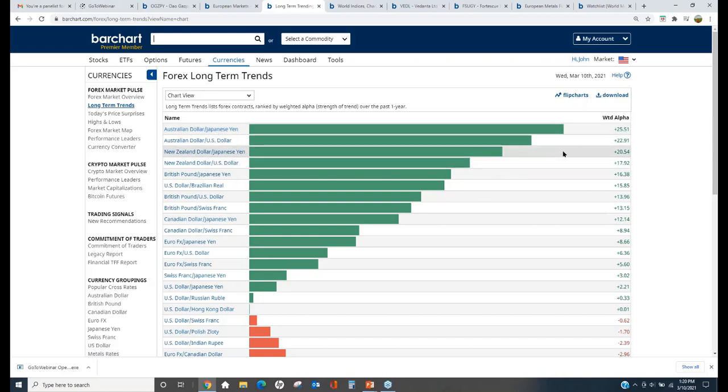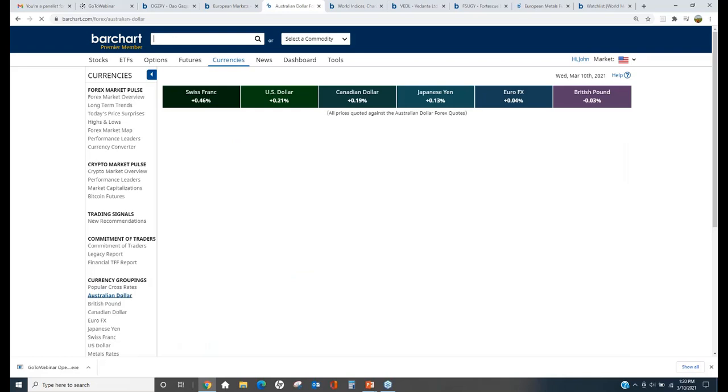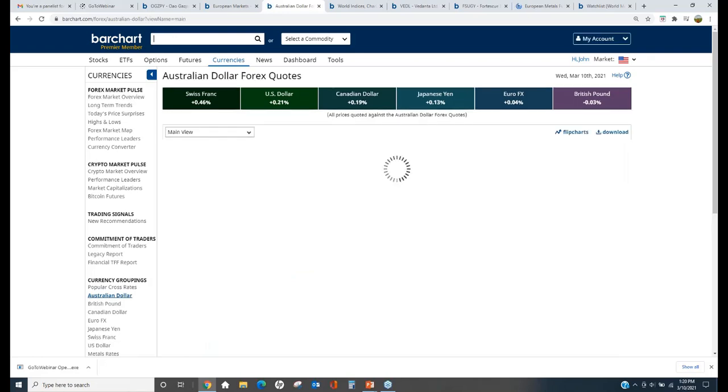And you can see on a weighted alpha that the Australian dollar has gained about 25 to 22% against these two currencies. So it's telling us that the Australian dollar is appreciating against these two currencies, which could be a clue that money is flowing into Australia. So now we've got kind of an idea. We're saying, all right, we're starting to see money flow into Australia. So let's go right to Australia currencies and see if we can see other trends.